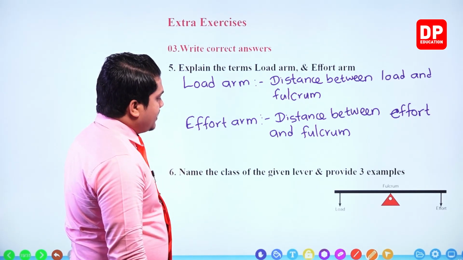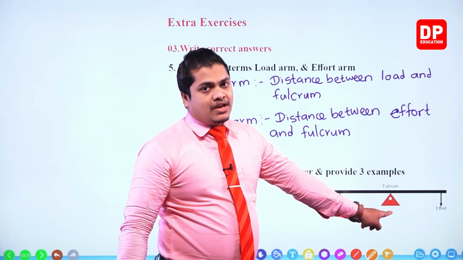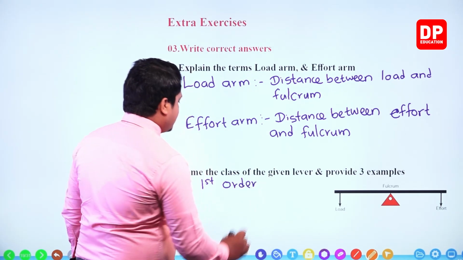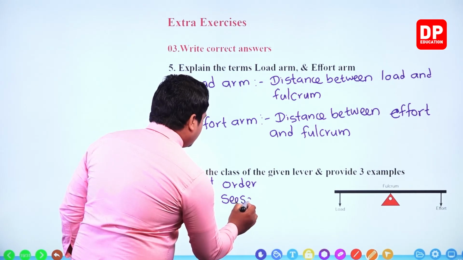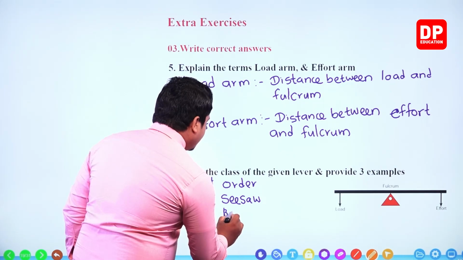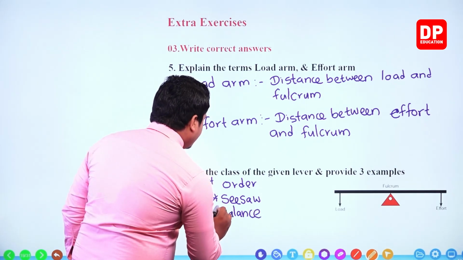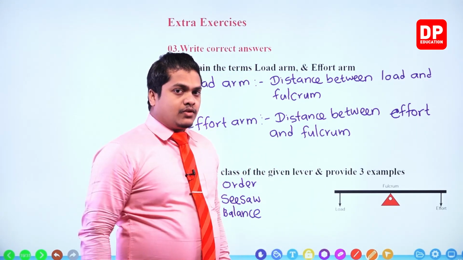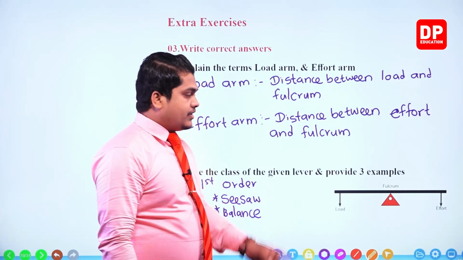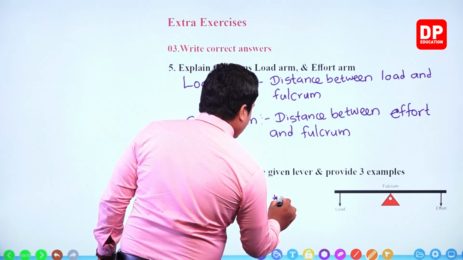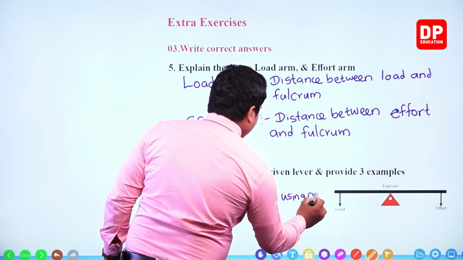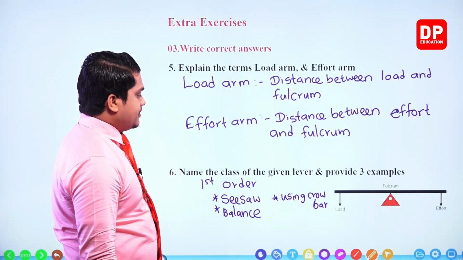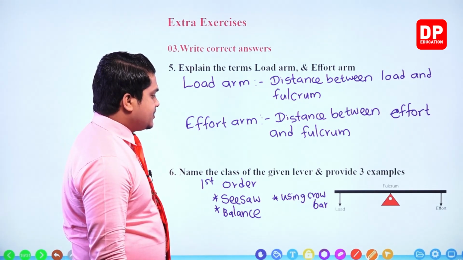Next one. Name the class of the given lever and provide 3 examples. Very simple. Fulcrum is at the middle. That means first order. Right? So first order. What are the examples? Seesaw. Then in a balance, my dear children, we can observe the same thing. The weights and the loads get balanced at the point which is at the fulcrum. So balance is also a first order lever. Then using a crowbar. Right? 3 examples for the first order levers: seesaw, balance, and using a crowbar.